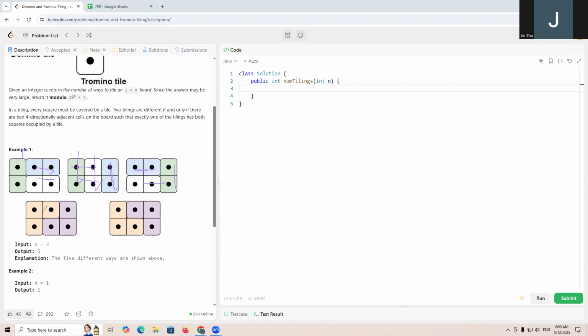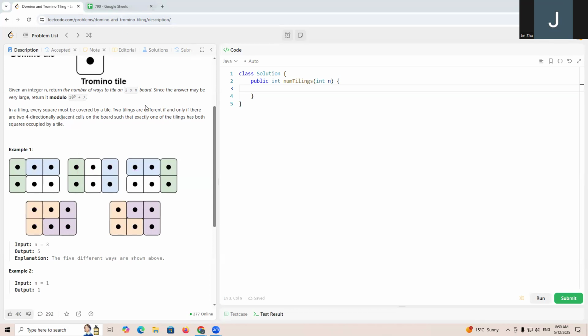And for the tromino, the two on the top is the first and the two on the bottom is the second, or the two on the bottom is the first and the two on the top is the second.